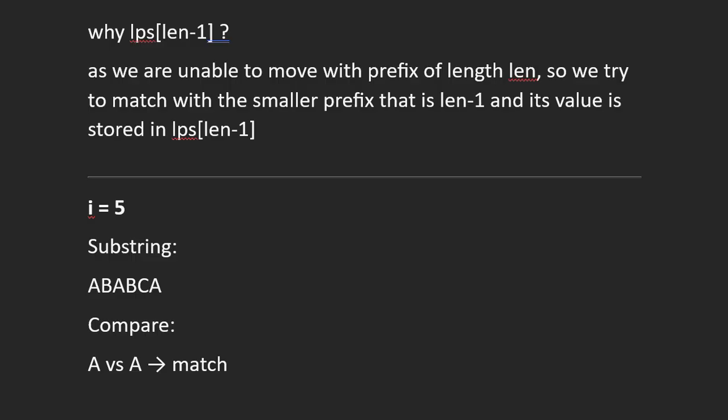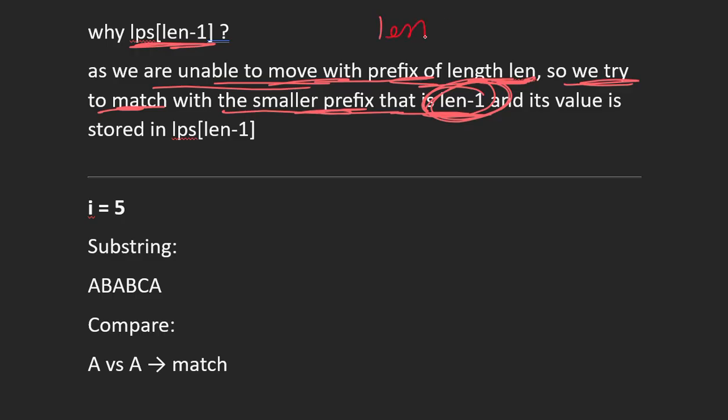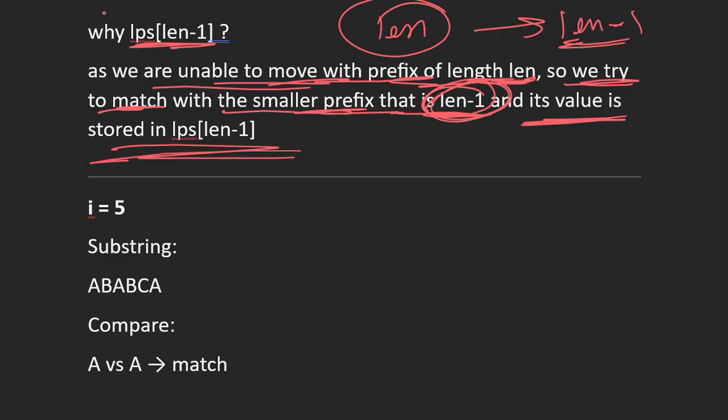Now again we will be discussing why LPS of length minus 1. As we are unable to move with the prefix of length L, what we do is we try to match with the smaller prefix which is length minus 1. The current length that we had matched earlier was length, then we were unable to extend it further, so we will try with length minus 1, to see if we can extend it further, and its value is stored in LPS of length minus 1. So that's why we are using LPS of length minus 1.